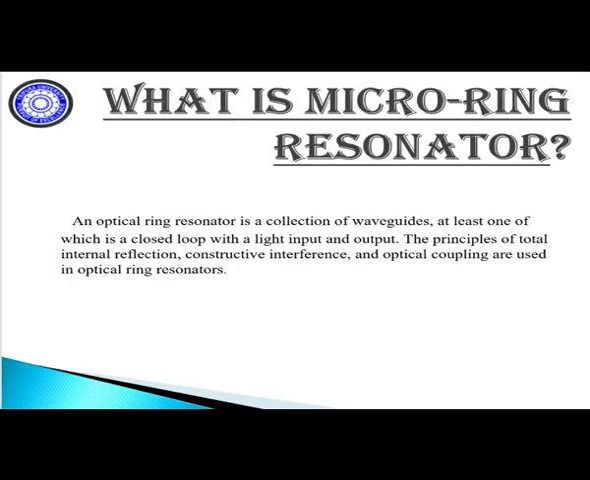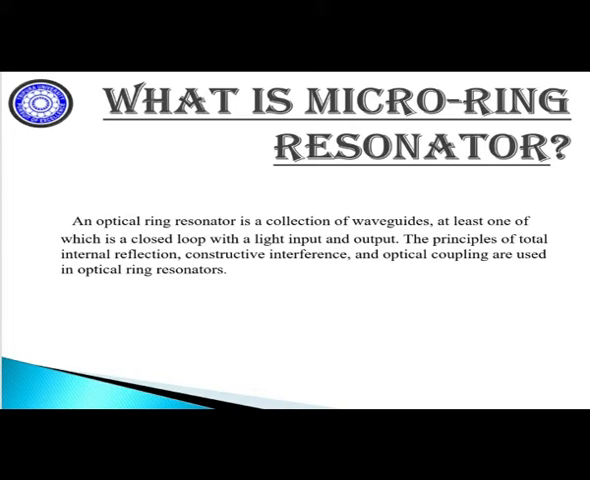First of all, we need to know what is a microring resonator. A microring resonator is basically a set of waveguides in which at least one is a closed loop coupled to some sort of light input and output. The concept behind optical ring resonators is the same as those behind whispering galleries, except that they use light and obey the properties of constructive interference and total internal reflection.